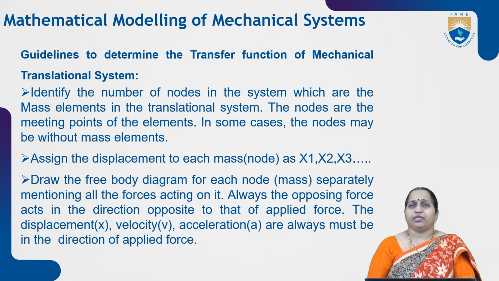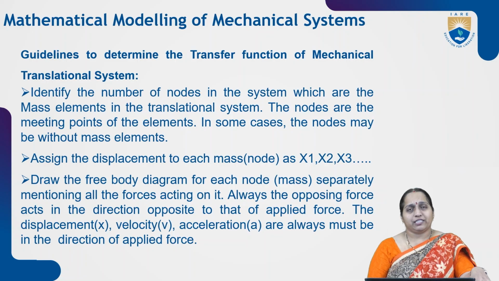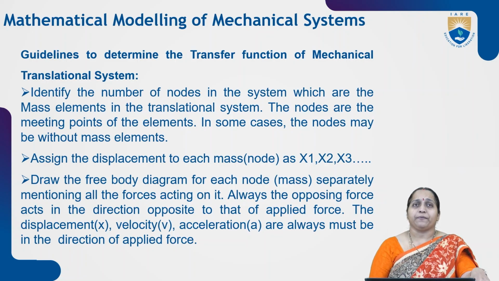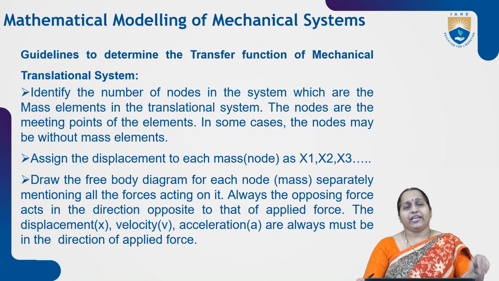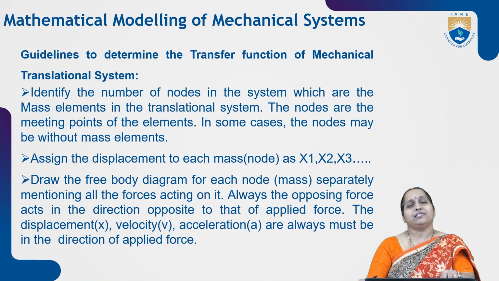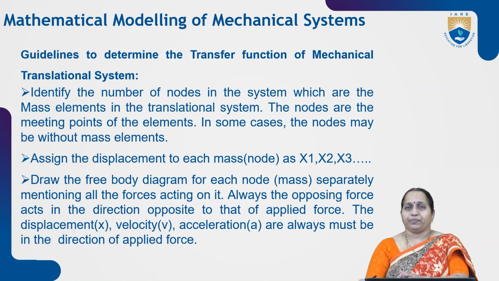So first, how to determine the transfer function of a mechanical translational system. First, we identify the number of nodes in the system, which are nothing but the elements of the translational system, that is mass elements, dashpots or springs, whatever elements are present. We first identify how many elements there are, and those we call nodes. Then for each node or element in the mechanical system, we assign the displacements x1, x2, x3 and so on.